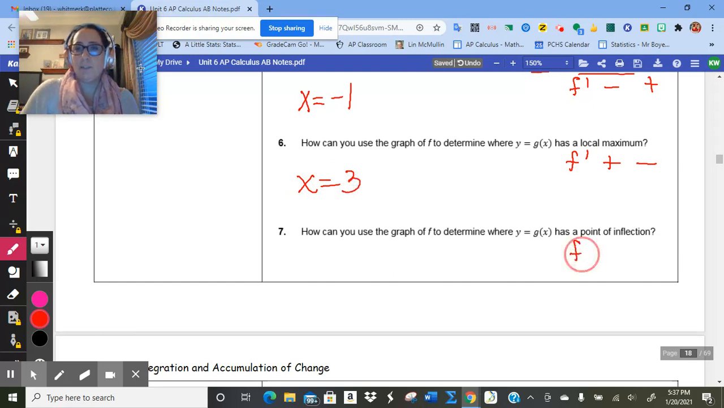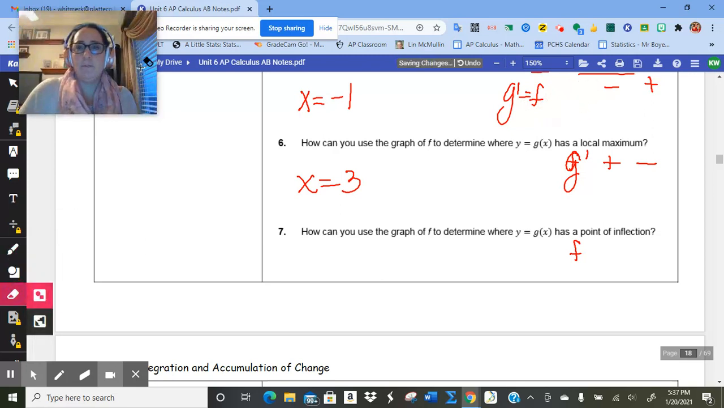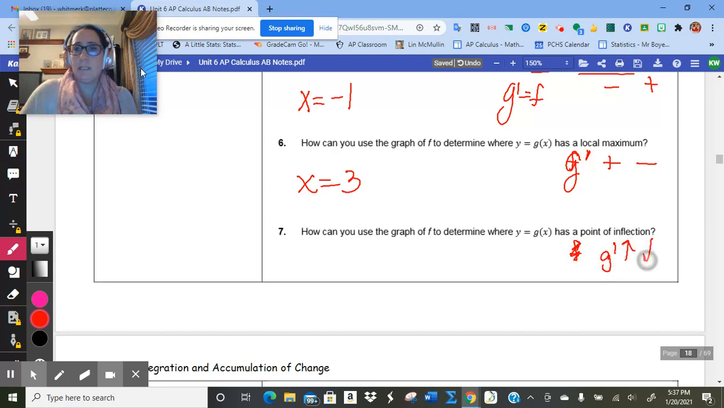And the points of inflection are going to be where, oh, I put f prime. The derivative, it's g prime. I'm so sorry. G prime, which is f, I got my functions confused, goes from negative to positive there, and where g prime goes from positive to negative. This would be where g prime goes from increasing to decreasing or decreasing to increasing.